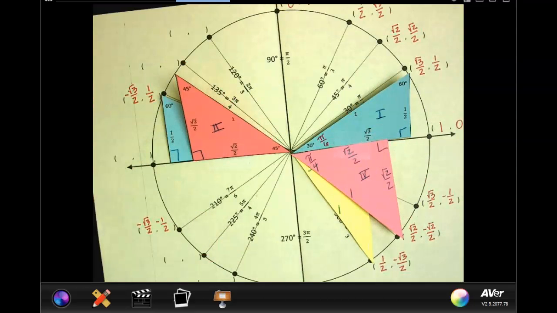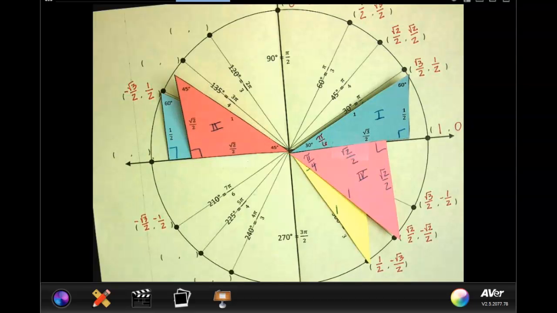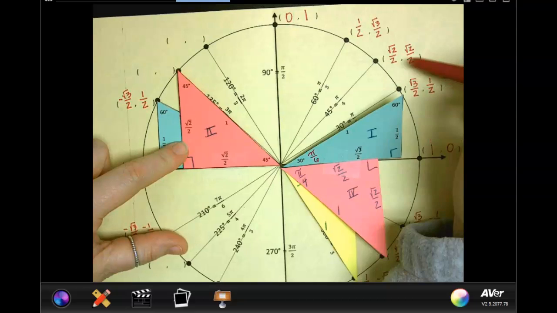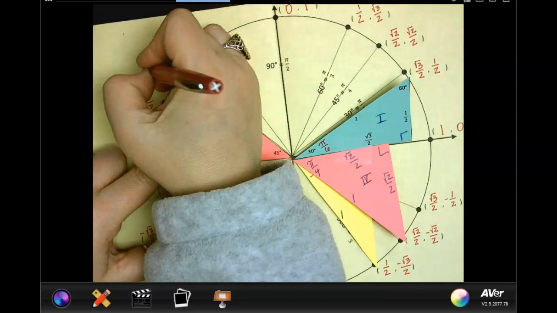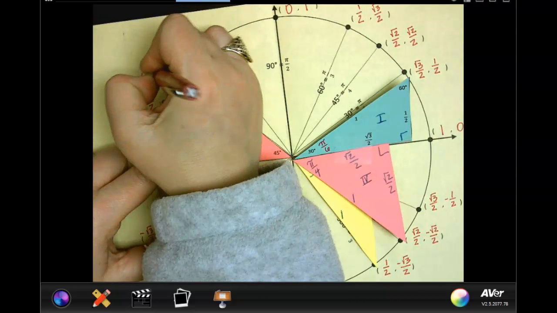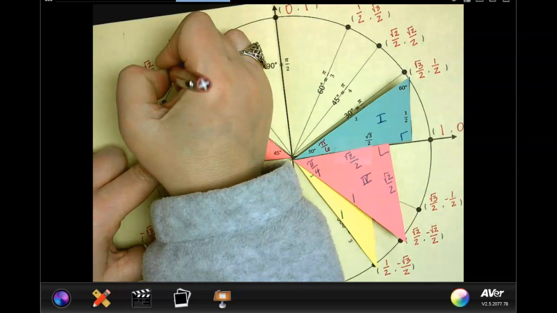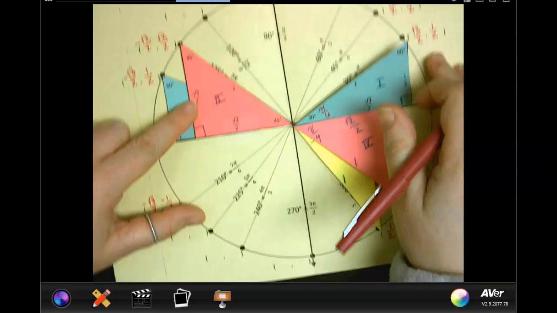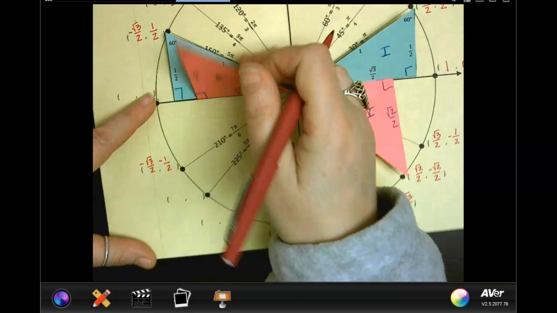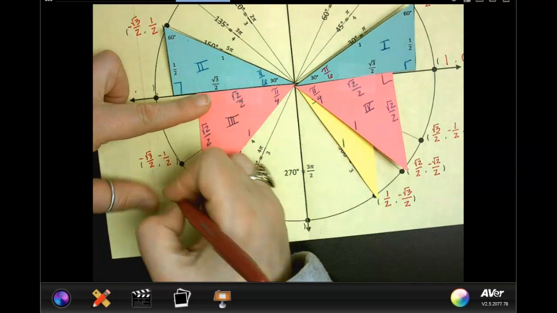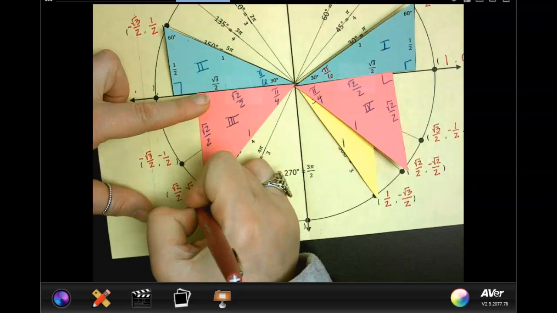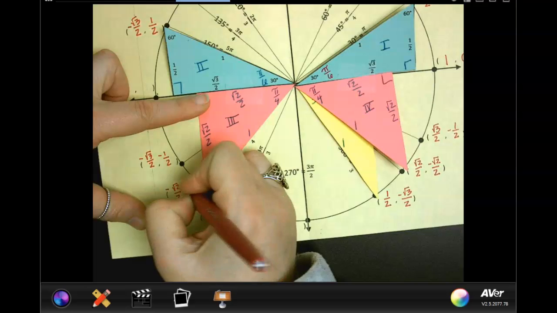All right, so this is a pi fourths angle, reference angle, right? Since it's from the 45, 45, 90, the x and y values are the same. Square root of 2 over 2, square root of 2 over 2. We are in the second quadrant, so x is negative. When I reflect it down, pi fourths is my reference angle, so I get square root of 2 over 2 and square root of 2 over 2. I'm in quadrant 3, so they're both negative.